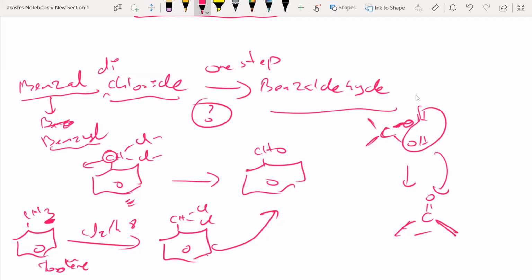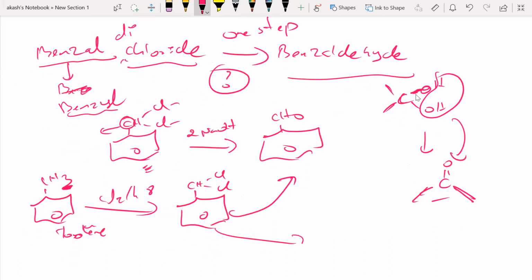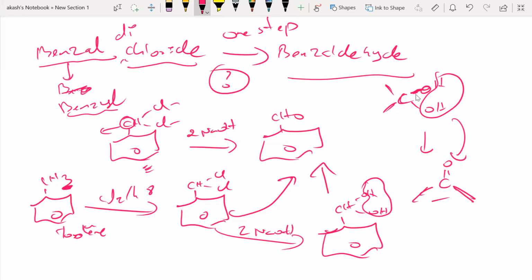Okay, so the moment I keep 2 moles of NaOH, what is going to happen? Let us check, right? If I give 2 moles of NaOH to this, we will get nucleophilic substitution, giving CH(OH)2. This is what you get. The moment you form it, we are going to remove this H2O, and if you remove the H2O, you are eventually going to form your benzaldehyde.